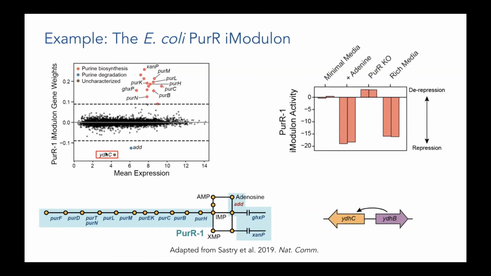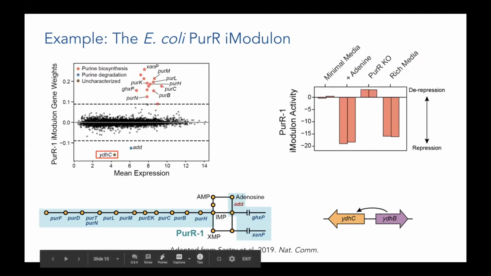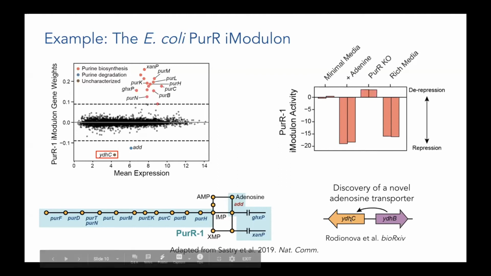So there is this one gene down here, YDHC, that's uncharacterized. We've looked at the genomic vicinity, and it's actually right downstream of a putative transcription factor with no known function, YDHB. And we recently characterized this as a novel adenosine transporter in E. coli that had not been discovered before. That's regulated by YDHB, which is activated by adenosine itself. So this is one example of how iModulons can help us characterize new genes and new transporters.